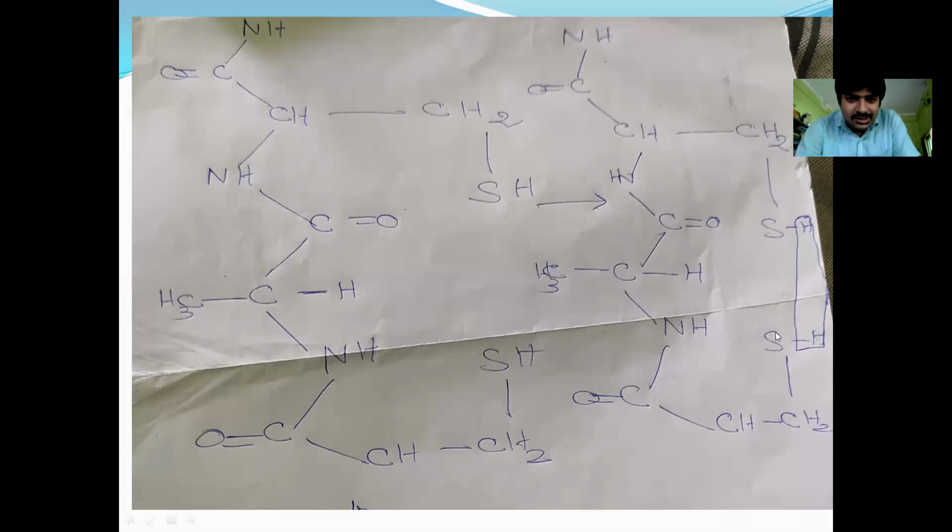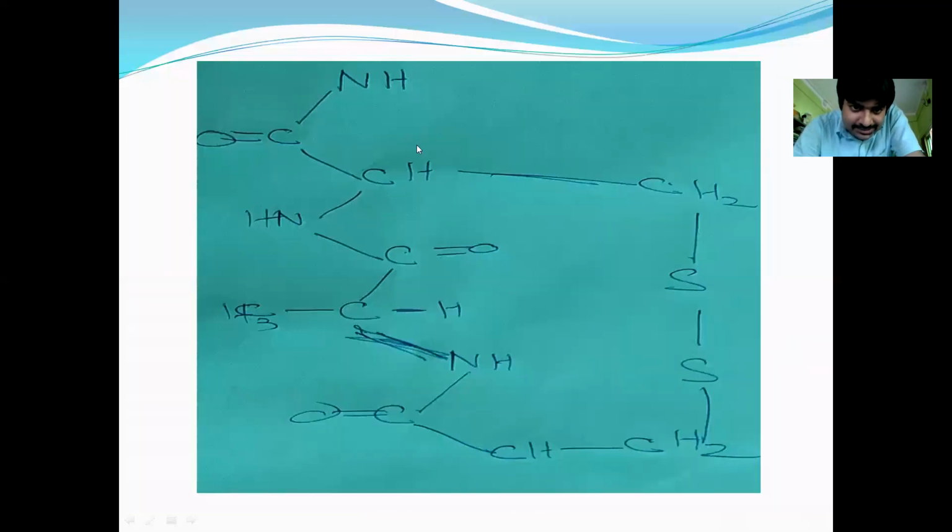So just see the structure. What is the actual situation? This hydrogen is eliminated, and there is a bond between this sulfur and this sulfur. The rest will remain as it is.